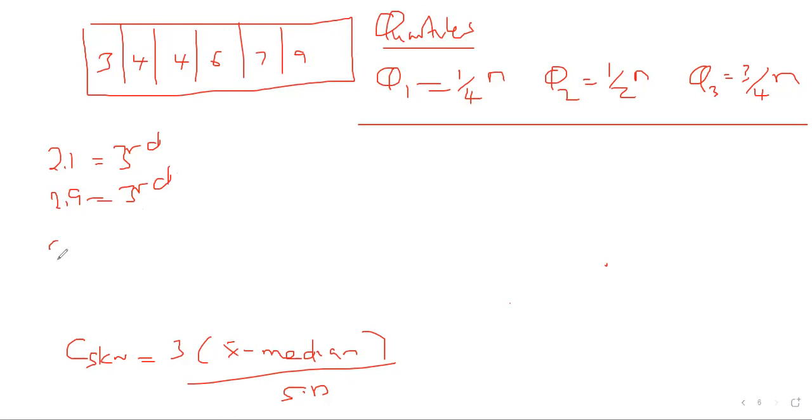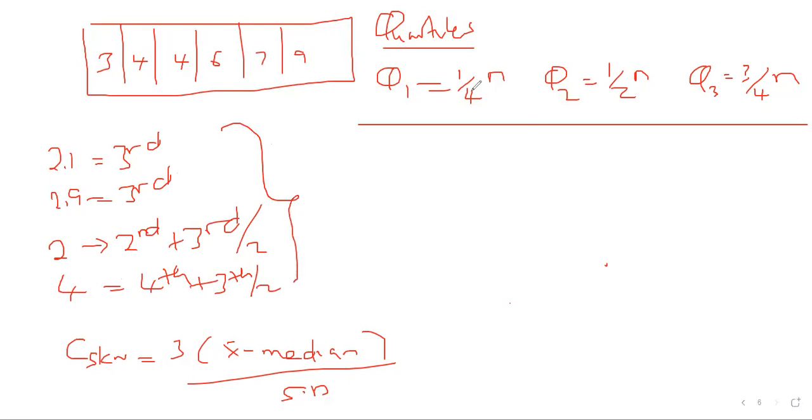But if you get a whole number like 2, it means you're getting the second number and the third number divided by 2. If you get a 4, it means the fourth number and the fifth number divided by what? By 2. These are the rules under which this formula works. But if you have n plus 1 here, you round off to the nearest number. If it's 4.5, you get the equidistant 4th and 5th divided by 2. But that's not what I'm using for now.